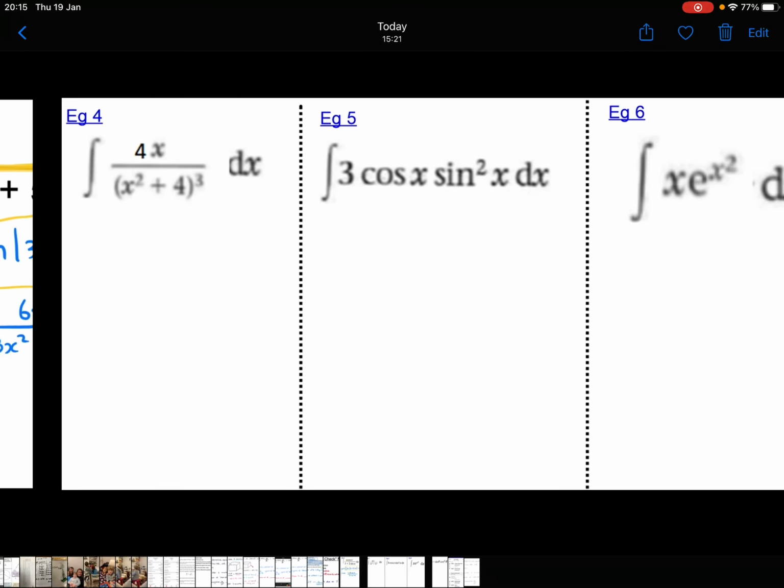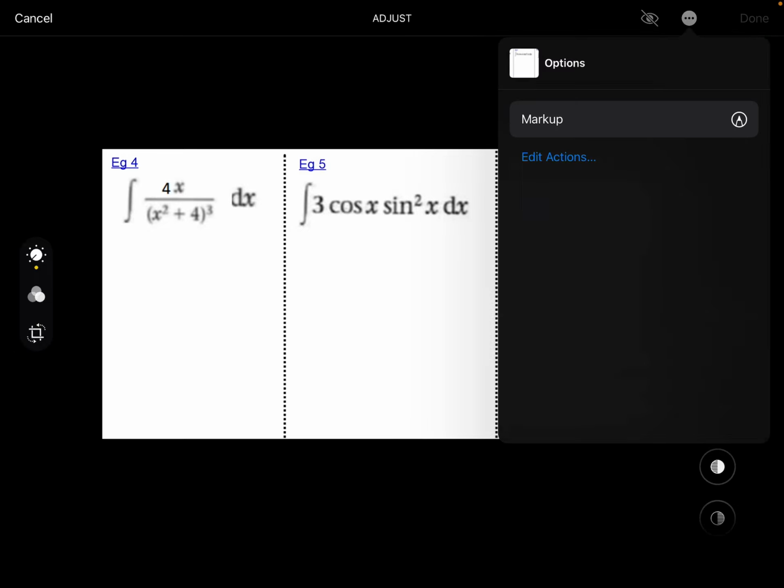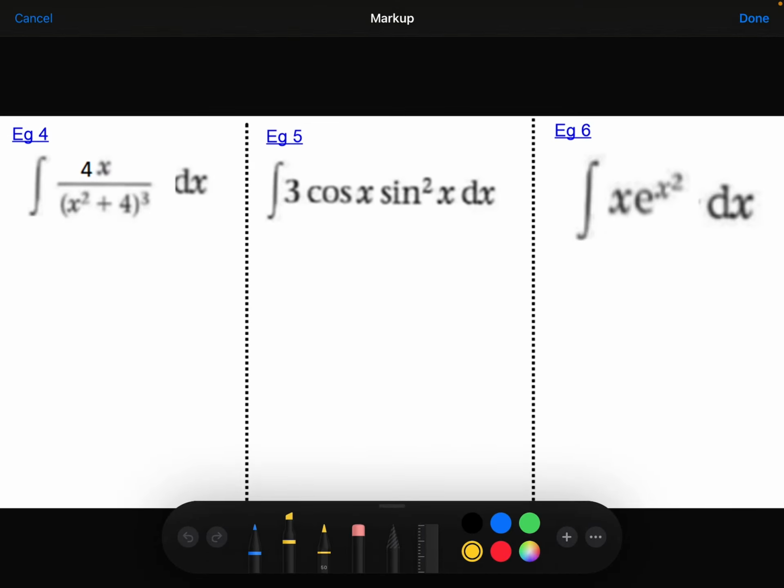So we're going to do 3 more examples, then we're going to have a look at an exam question. Okay, example 4. Could we use the guess check method for this? I'm looking at the x squared plus 4 on the denominator there, and I know that differentiates to be 2x, which is similar to what I've got on the top there. So I think the guess check method might work. So what are we going to guess?